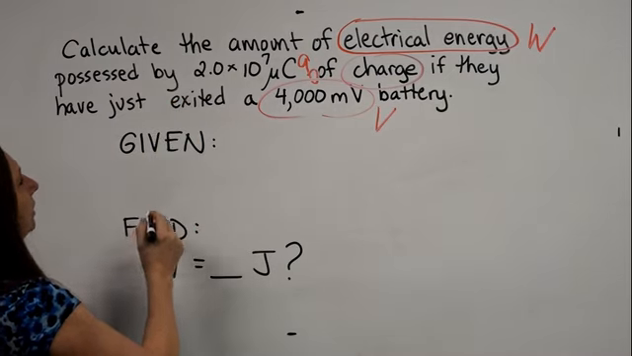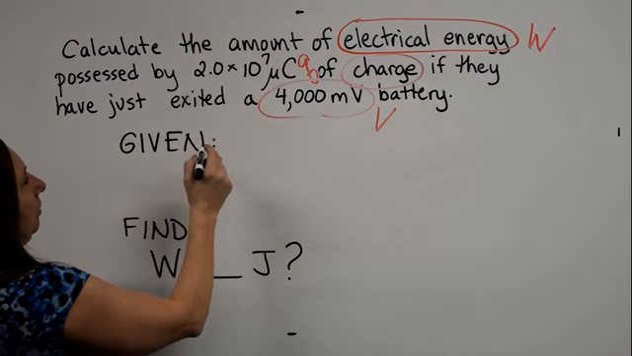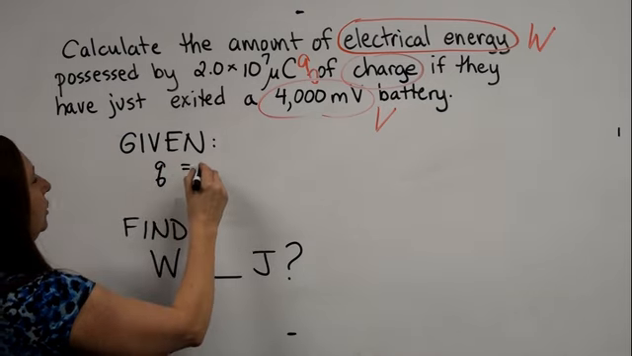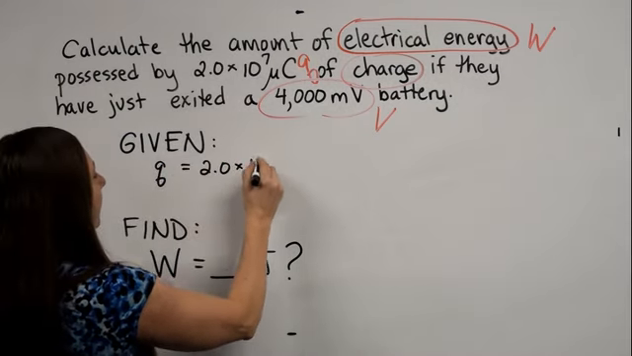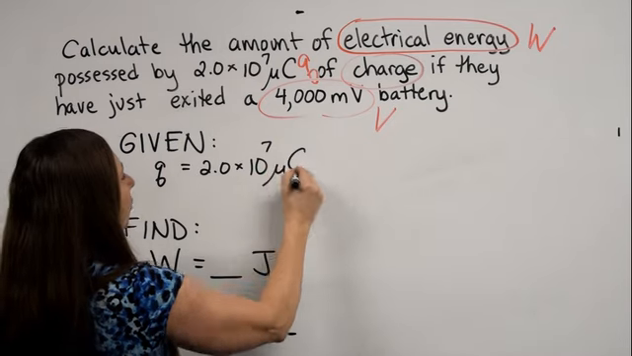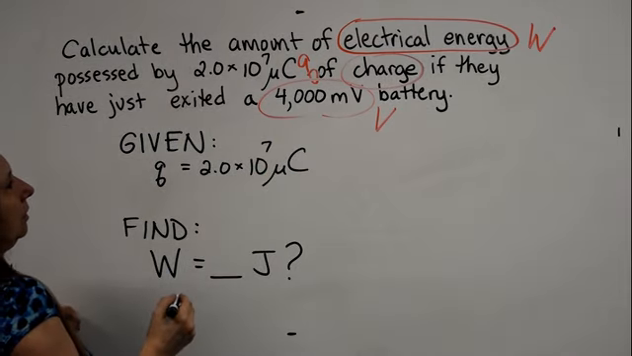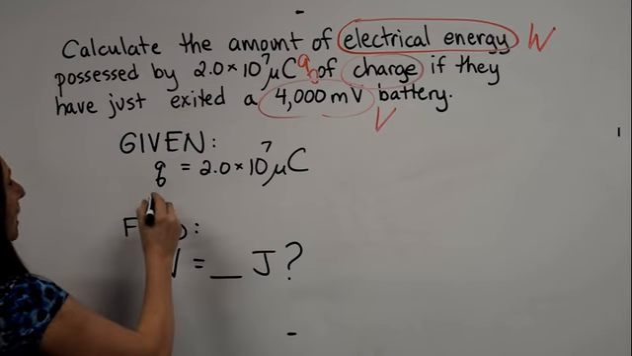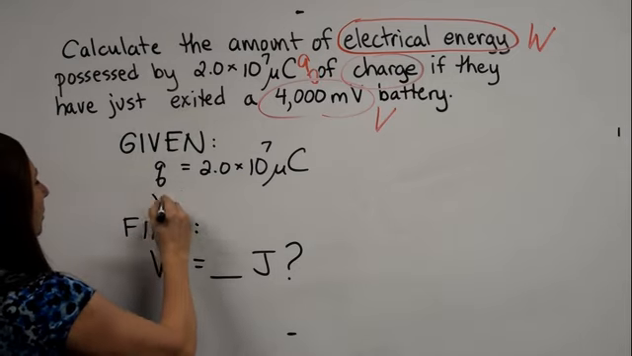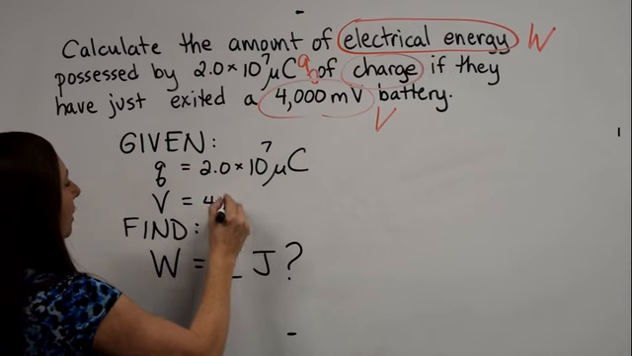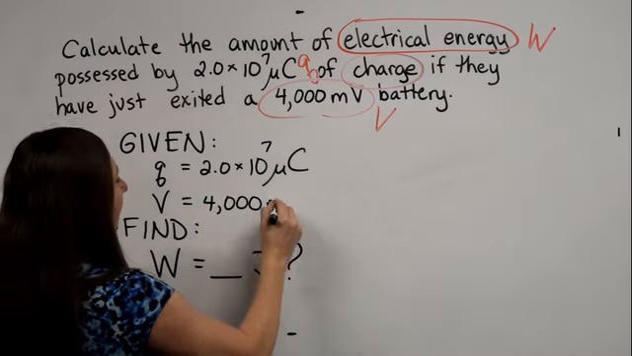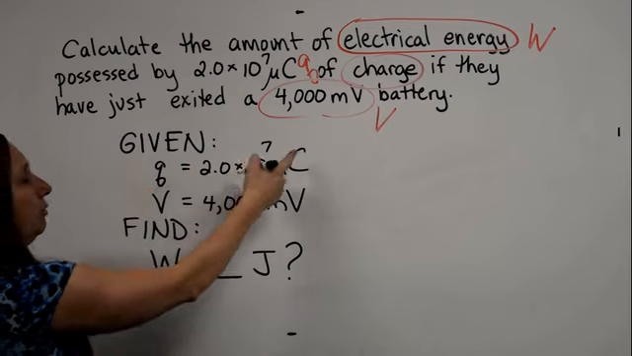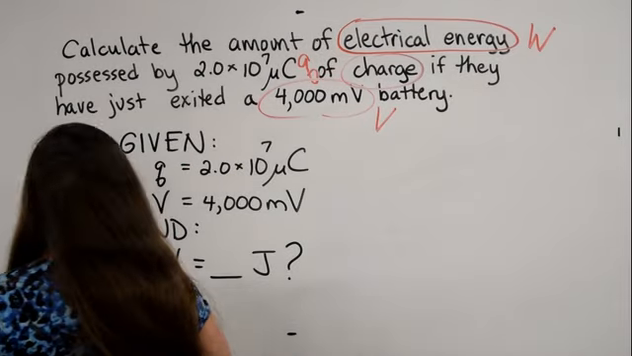2 times 10 to the 7th microcoulombs of charge. The charge Q is 2 times 10 to the 7th microcoulombs, if they have just exited a 4,000 millivolt battery. The volts is 4,000 millivolts. Okay, let's convert the microcoulombs to coulombs.